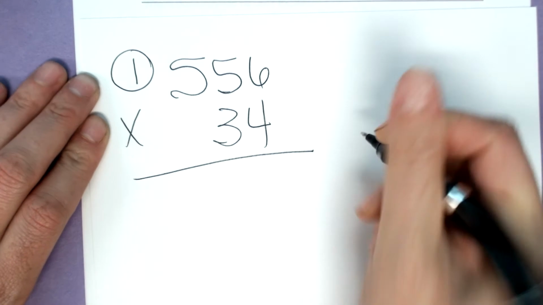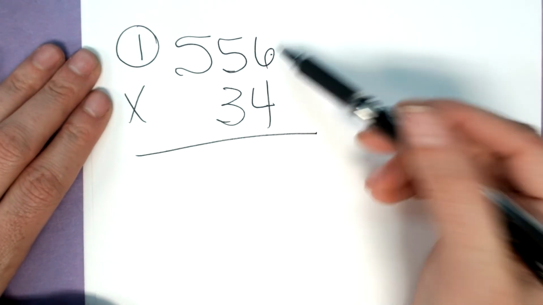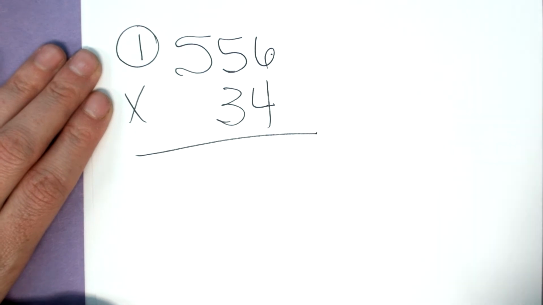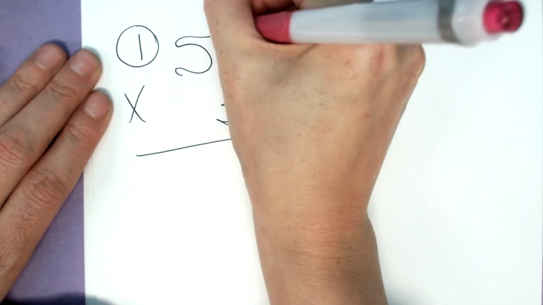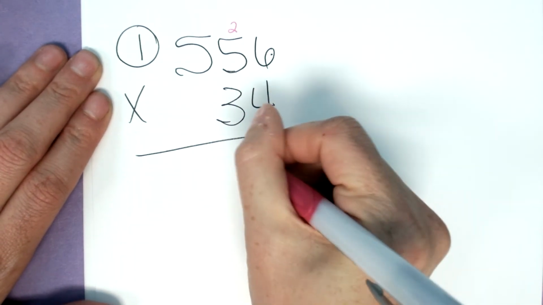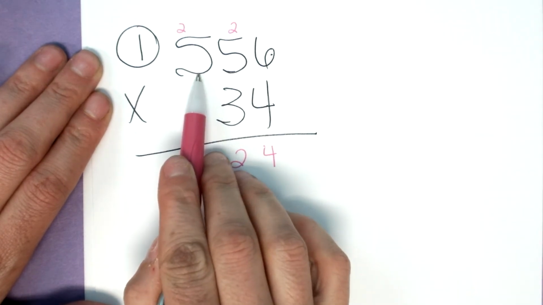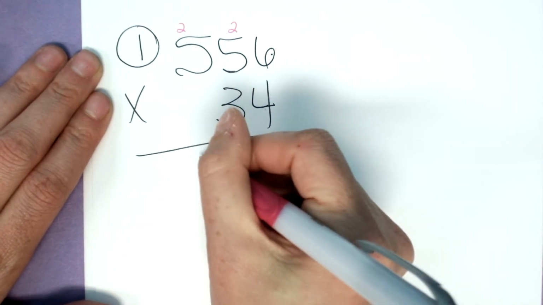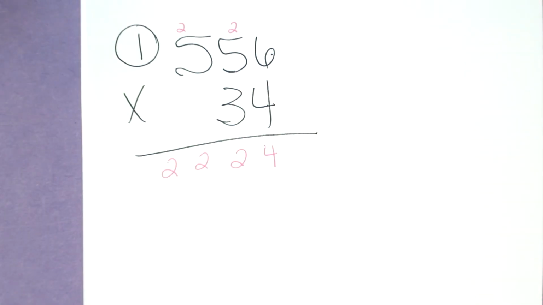All right, in the last lesson we talked about that magic zero. Let's continue with that. What's 4 times 6? That's 24. 4 times 5 is 20 plus 2 is 22. Now, give me a different color pen again. I like my different colors.